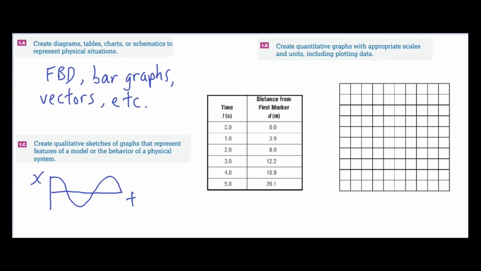And you wouldn't necessarily have numerical values to plug in, but based on what they're describing to you with the positive and negative displacement of an oscillating system, you might have to sketch some kind of graph like that. That is, like I said, considered a qualitative sketch. Now lastly, we have a quantitative graph with appropriate scales, units, and plotting data. Obviously there's a lot more skills embedded in this one, so I'm going to break this one down a little bit more, which should hopefully mostly be review here.